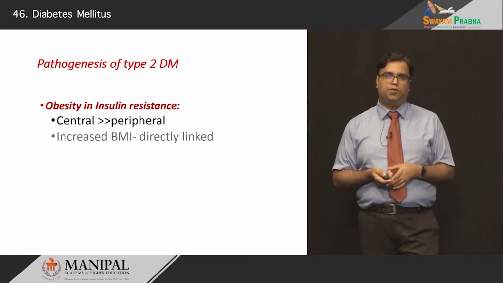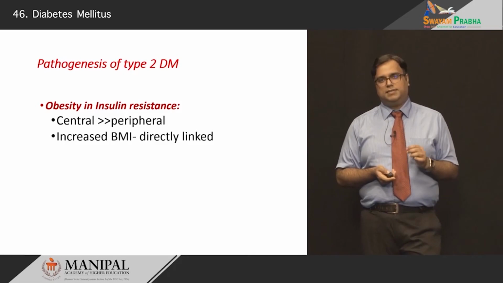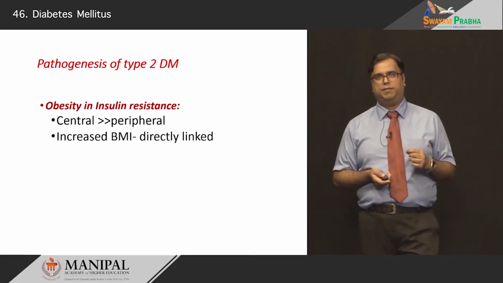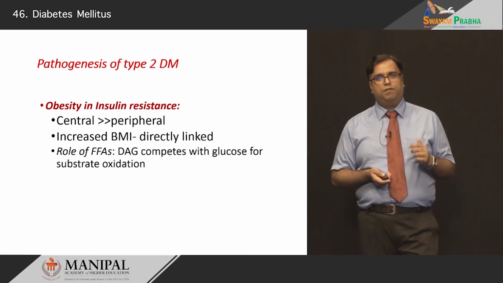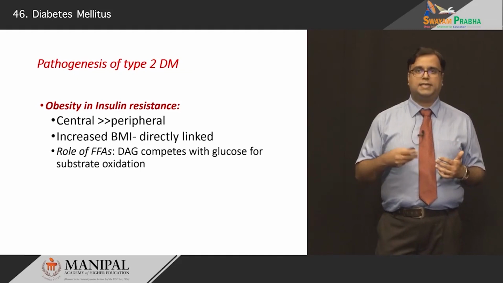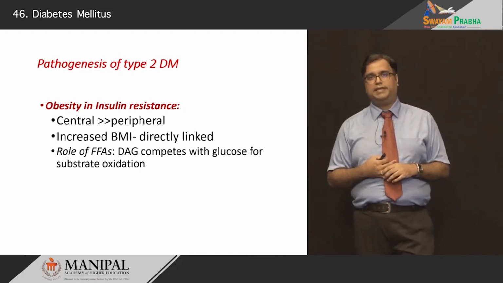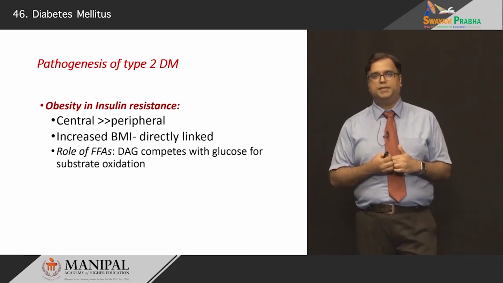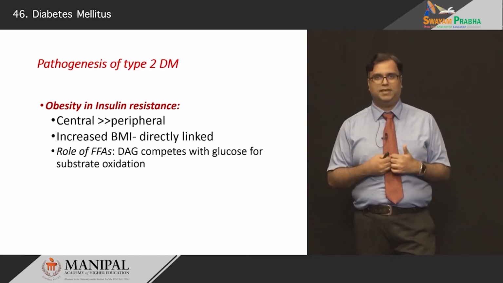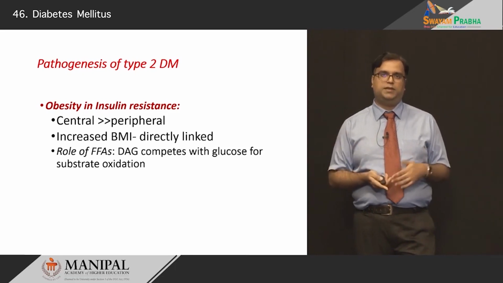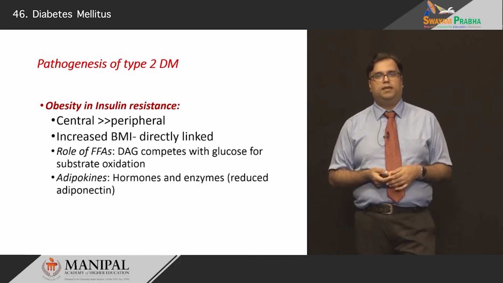Central generally tends to be more. Body mass index is a directly linked parameter. With an increase in the body mass index, you have a higher chance of developing type 2 diabetes. The more free fatty acids, we know that they get converted into an intermediate metabolite, diacylglycerol, DAG. What it does is basically compete with glucose for substrate oxidation. Once that happens, your glucose is not utilized and it's very high, so it leads to hyperglycemia.